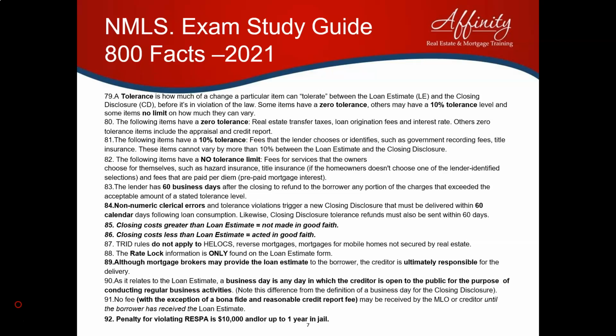Non-numeric clerical errors and tolerance violations trigger a new closing disclosure that must be delivered within 60 calendar days following the loan consummation. Likewise, closing disclosure tolerance refunds must also be sent within 60 days. The closing costs greater than the loan estimate are said not to be made in good faith. Closing costs that are less than the loan estimate are said to have been acted in good faith by the MLO. TRID rules do not apply to HELOCs, reverse mortgages, mortgages for mobile homes not secured by real estate.